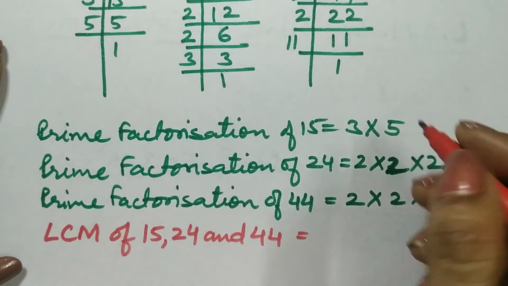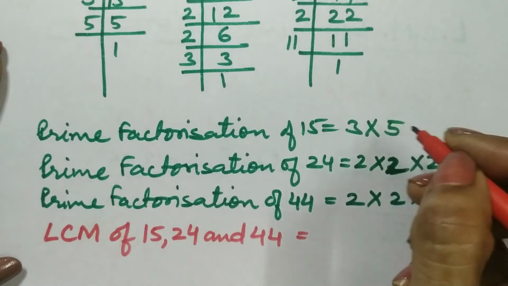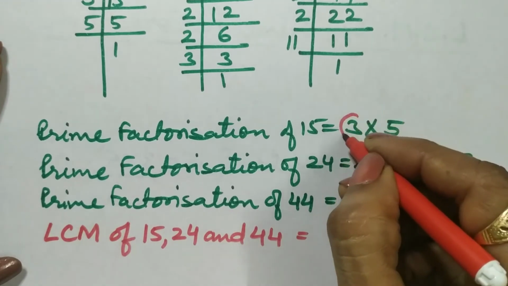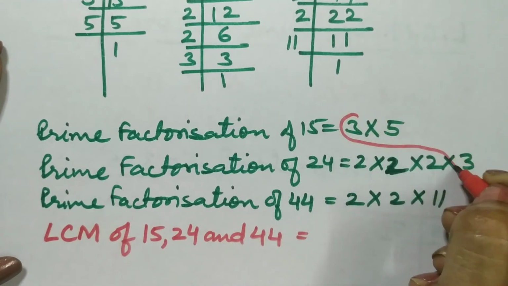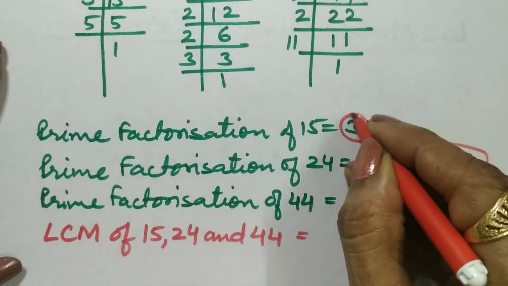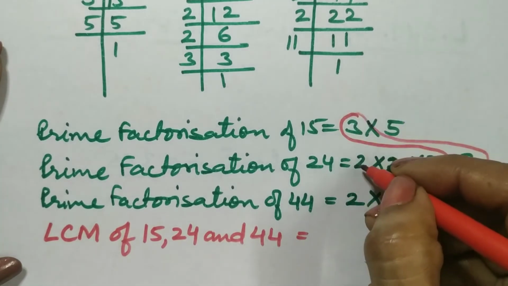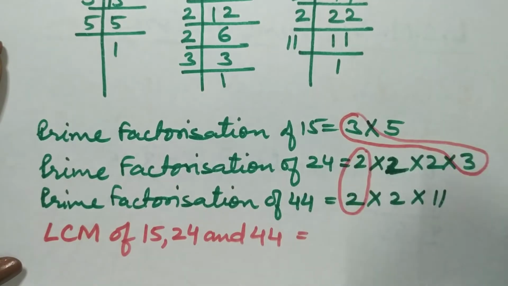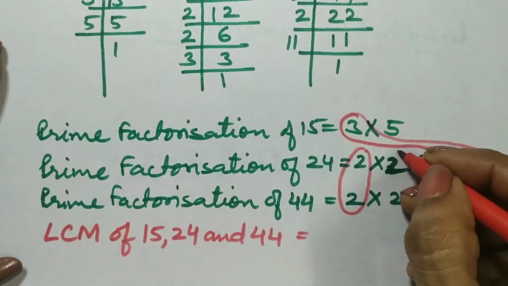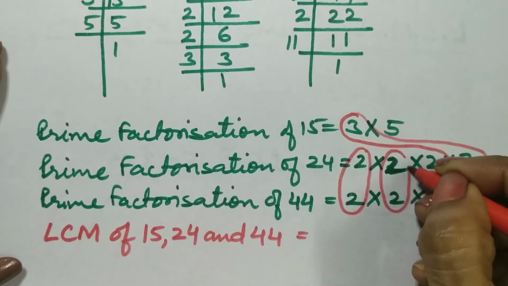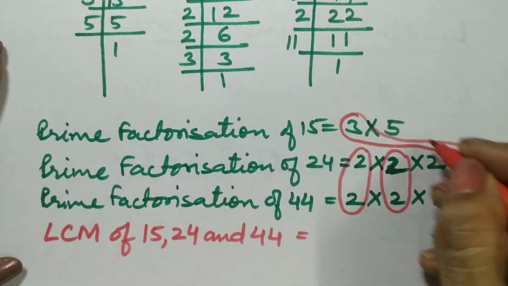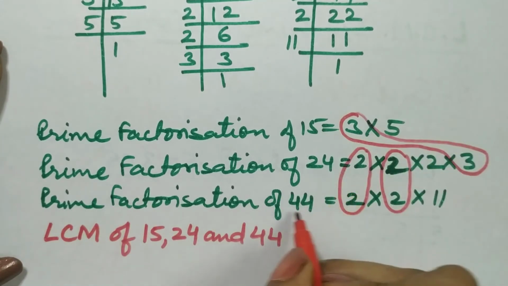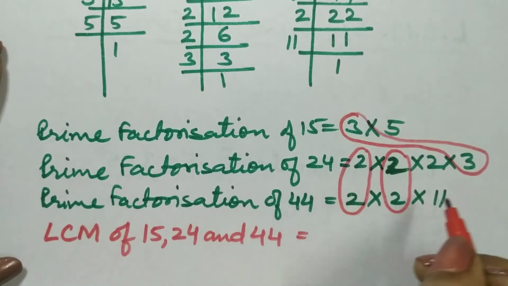Let's see, 3 is a common factor for 15 and 24, so make a group like this. Now 2 is a common factor for 24 and 44, make a group like this. Again 2 is a common factor for 24 and 44. Now 5 has no common factor in the prime factorization of 24 and is not a common factor for 44.